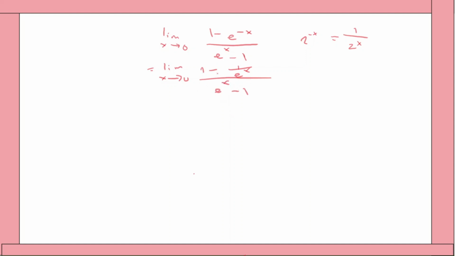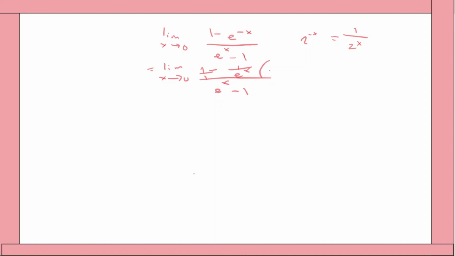Now, does this look a little more like what we found before? A little bit, but the 1 may be throwing you off. So let's write the 1 as 1 over 1, which is the same thing. Can we do it now? It does look like it now. So if we have 1 and e to the x, what would be the common denominator here?